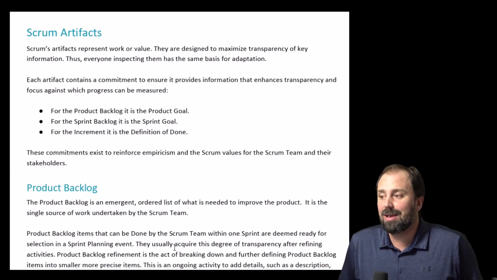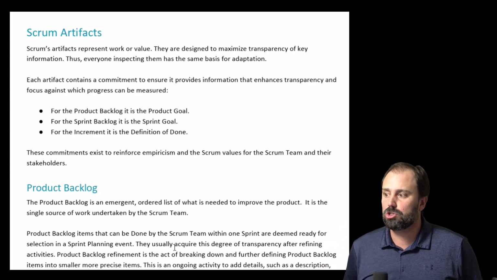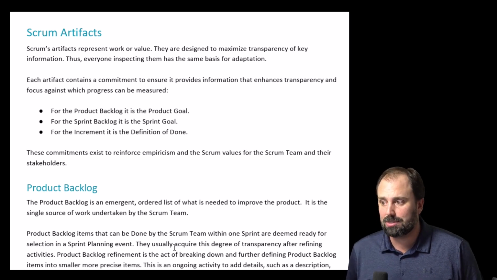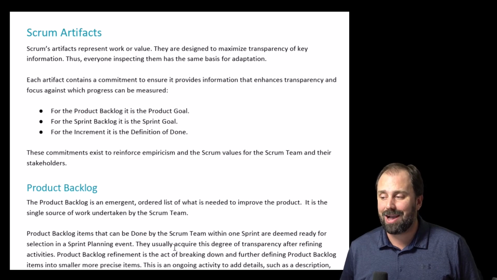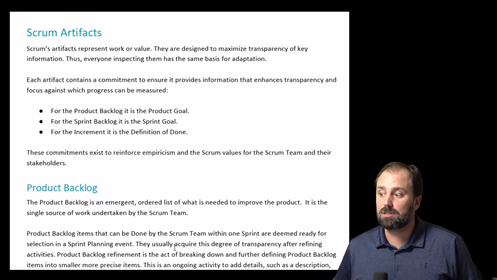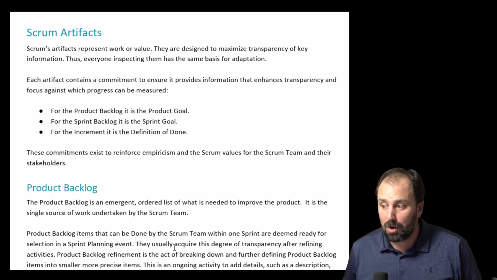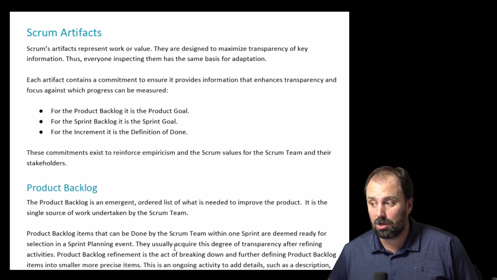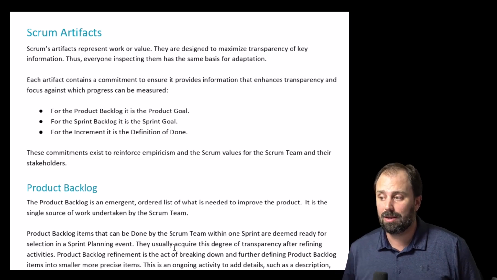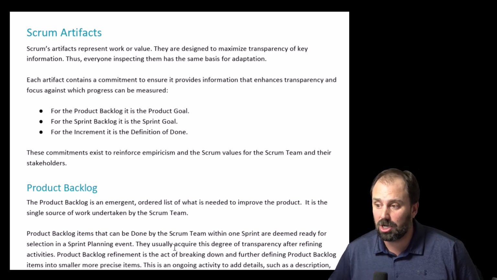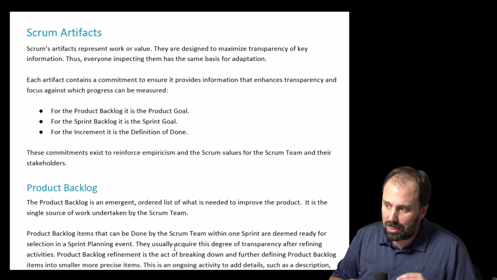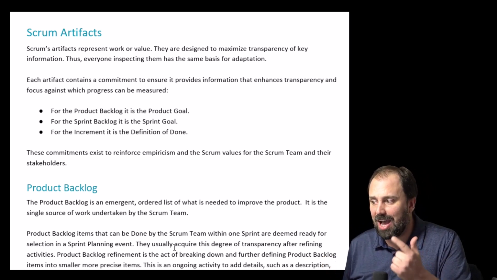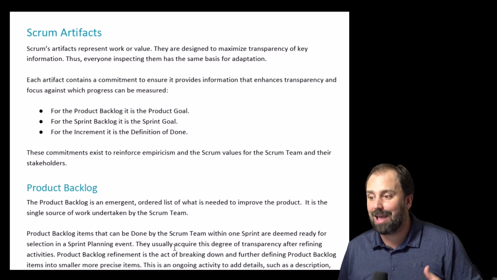Each artifact contains a commitment to ensure it provides information that enhances transparency and focus against which progress can be measured. For the product backlog, it's the product goal. For the sprint backlog, it's the sprint goal. For the increment, it's the definition of done. These commitments exist to reinforce empiricism and the Scrum values for the Scrum team and their stakeholders.